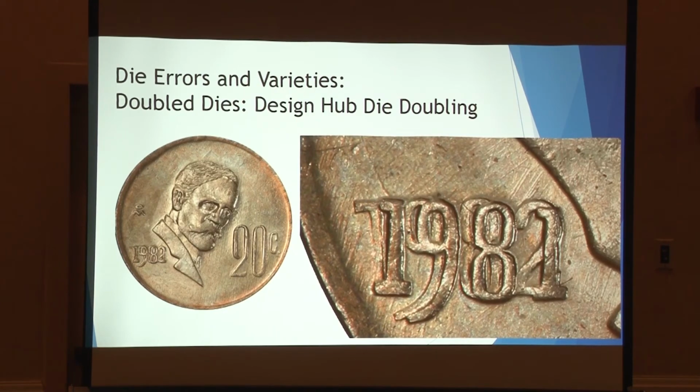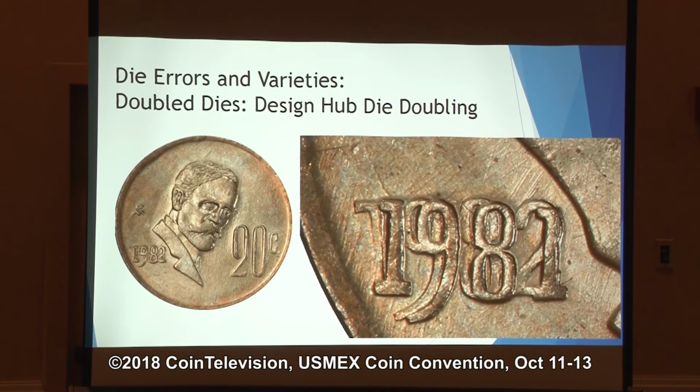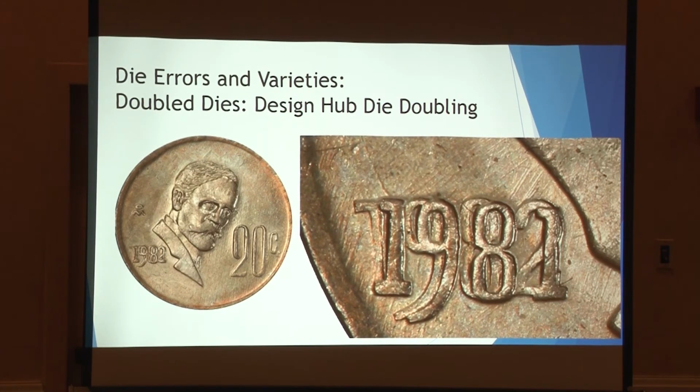Now, design hub doubling occurs when you have two different designs on that die, for instance, 1981 over 82, 20 centavo. What happened with this was in 1981, they decided they needed to make more 20 centavo coins for Mexico. So instead of using the next year's production dies, which were already produced, they went back and took an 82 die and hubbed over a 1981 die. And then they produced coins, and so you have a double die, which is an overdate because the design isn't correct that it was produced over.